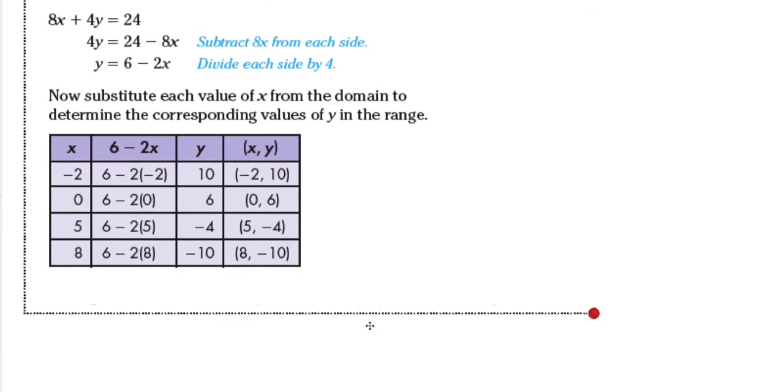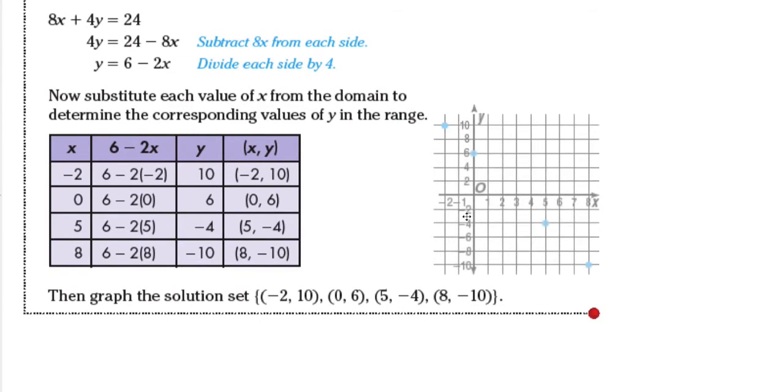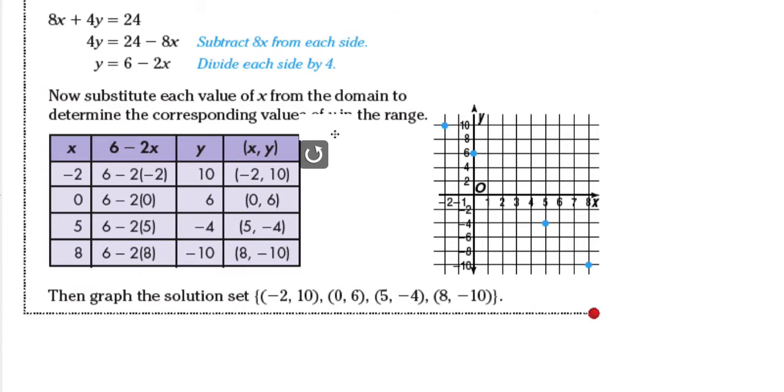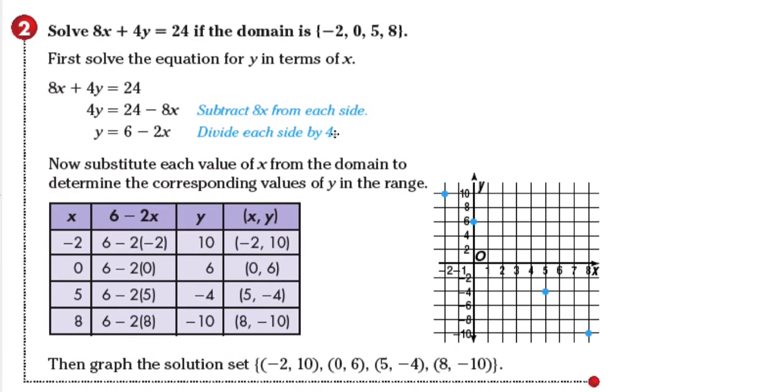After that, we simply graph our ordered pairs, and this is how it will look. So you need to solve for y first in this particular example so that it's easier for you to create your table.